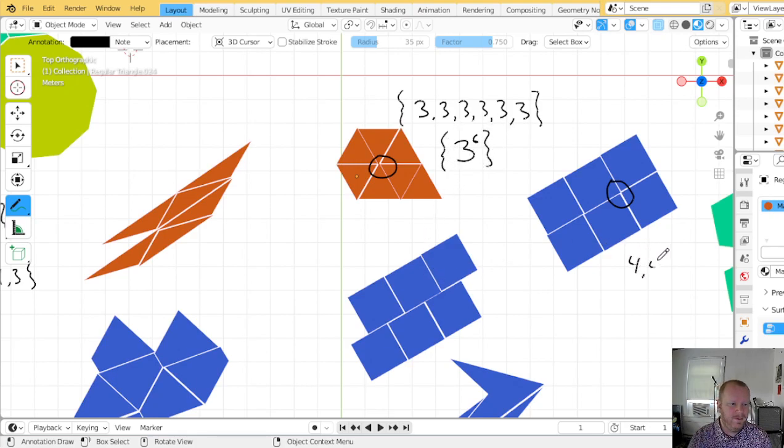Here, 4, 4, 4, 4, or Schlafly symbol of 4 to the 4th. Okay.